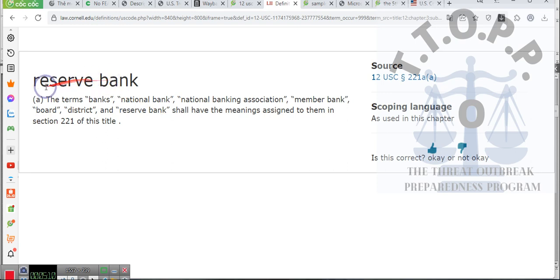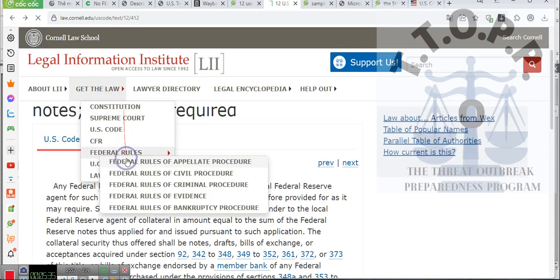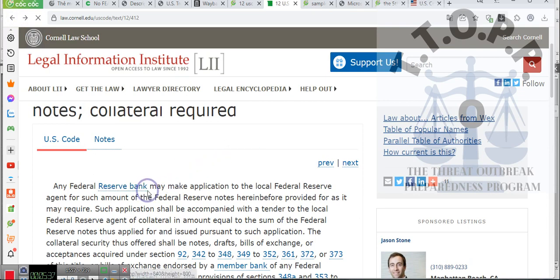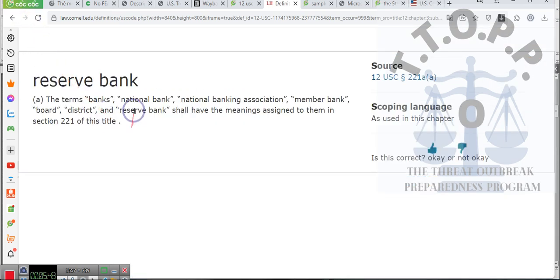No, this is a term. This is legal terminology. Pay attention. Legal terminology. These are two words. So this is a legal term. Reserve bank, the term bank. But it didn't say bank, it said banks with an S. The term banks, BANKS. So pay attention, that's not with an S. Ah, but any Federal Reserve bank is many, not one. Pay attention, there's a reason they did it this way.